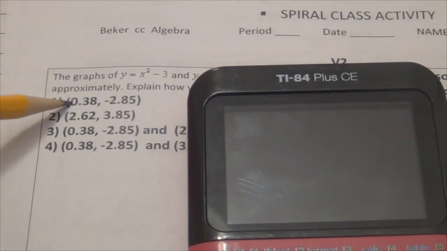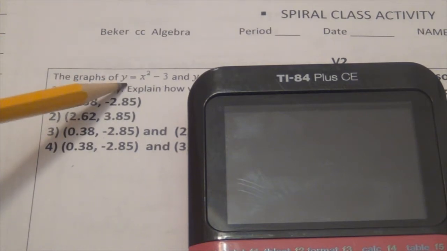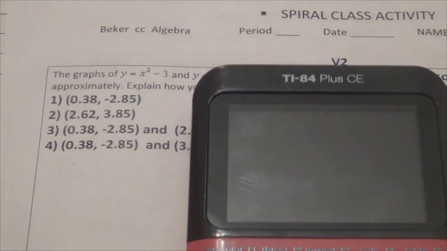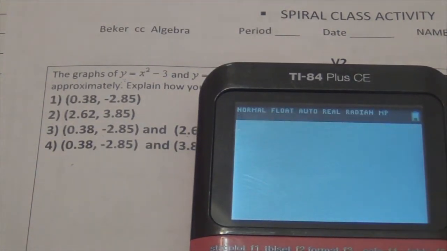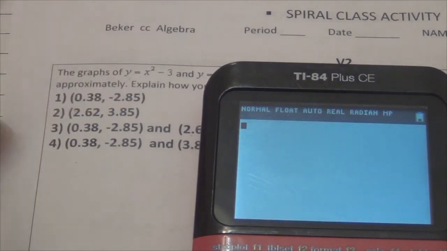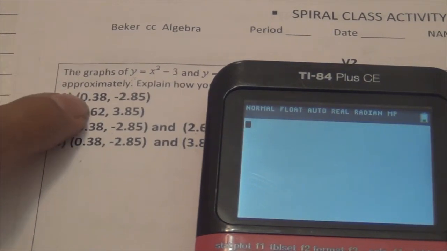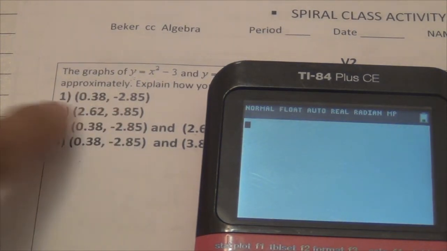All right, you would take each of these values and see if they work for both equations. For example, I'm just gonna do one of them and then you get the hang of it. The first one is y equals x squared minus 3. So when I use x being 0.38, I should get y equals negative 2.85.